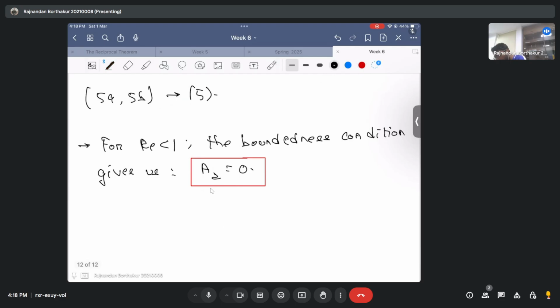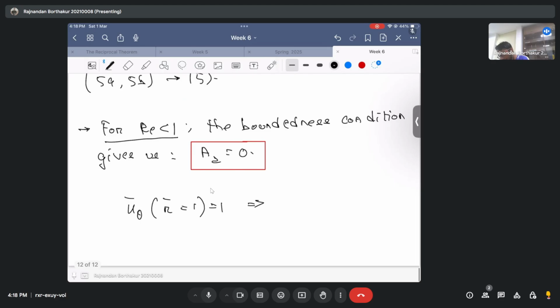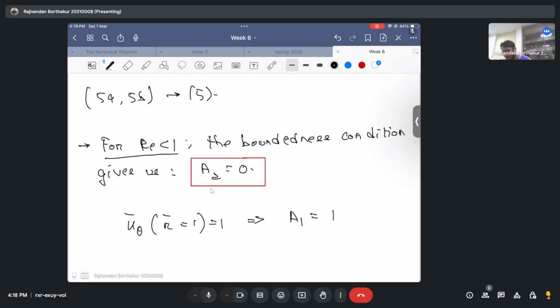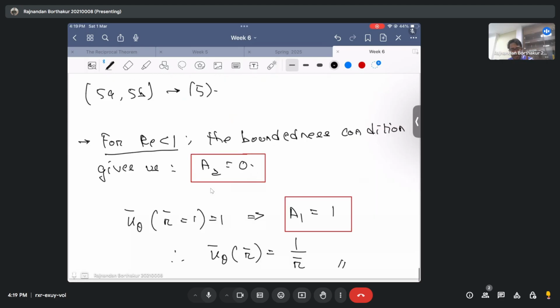So for Reynolds number less than 1, I know that my a2 is equal to 0. Then I'll apply u theta bar at r bar equal to 1 is equal to 1, which means my a1 is just going to be equal to 1. Therefore, my profile for u theta bar as a function of r bar is just going to be 1 by r bar, because you have uniquely determined the constants a1 and a2, and this is what the velocity field for u theta bar would be. But that is for Reynolds number less than 1.